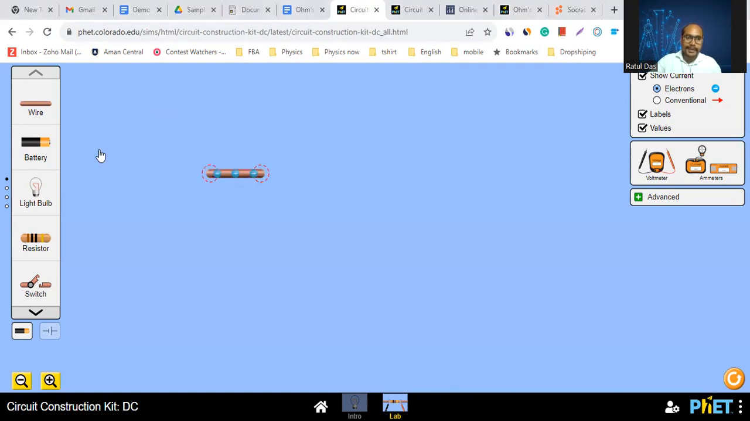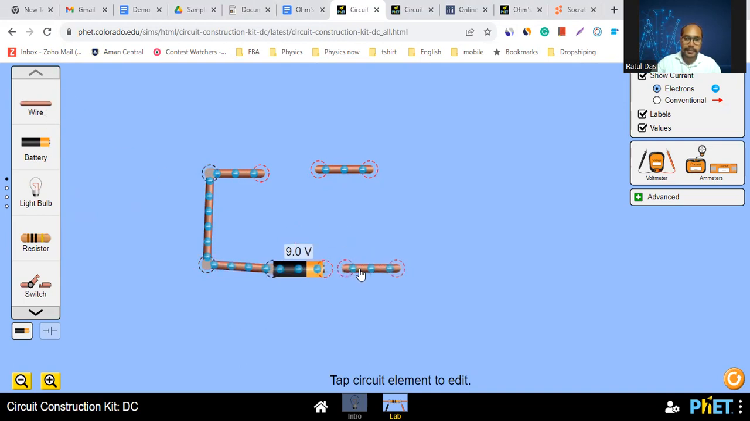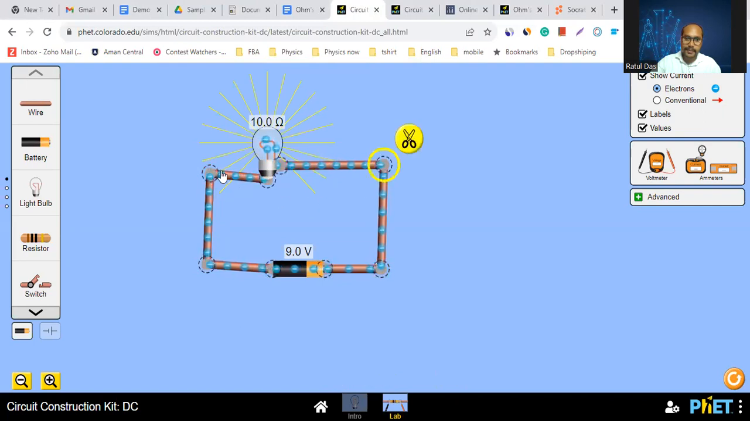Now, create a basic electric circuit. This is a battery. You can drag this element from the side. This is a basic electric circuit. And I'm adding a bulb. What happened? Yeah, the bulb is glowing when I added the battery to this circuit.